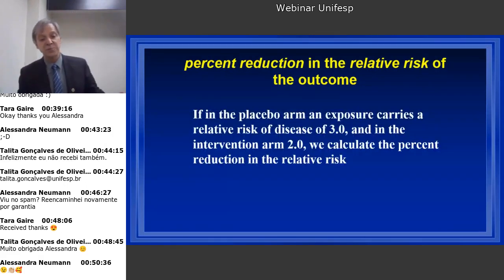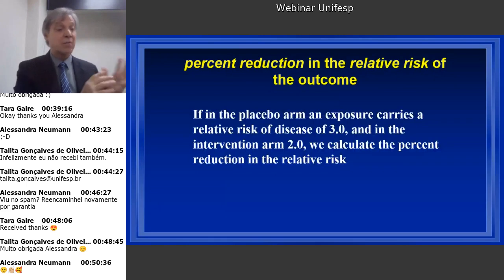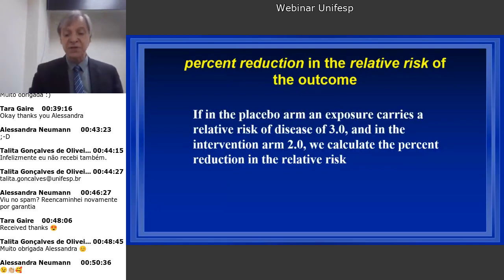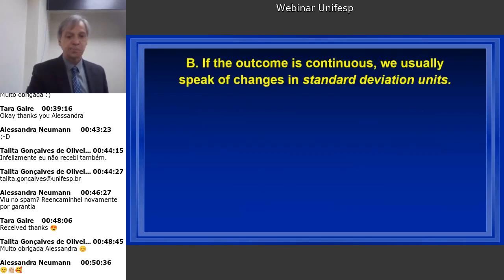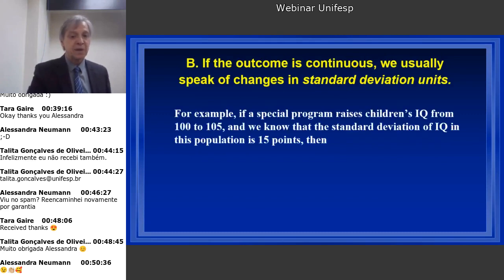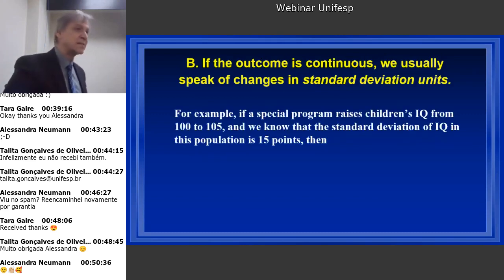If in the placebo arm, an exposure carries a relative risk of 3, and in the intervention arm, a relative risk of 2, we calculate percent reduction in this way. Very similar, see that? Very similar calculation. A 33% reduction in the relative risk. Okay? You can go quickly, because you can read that later on. But it's better to do this. Okay? And there's a lot of names for it.